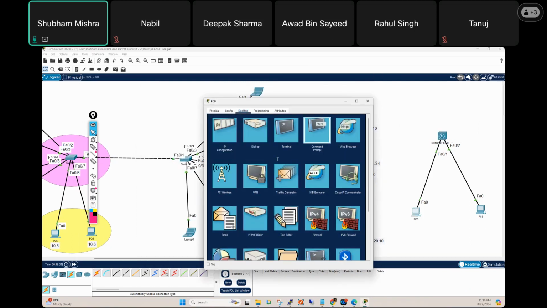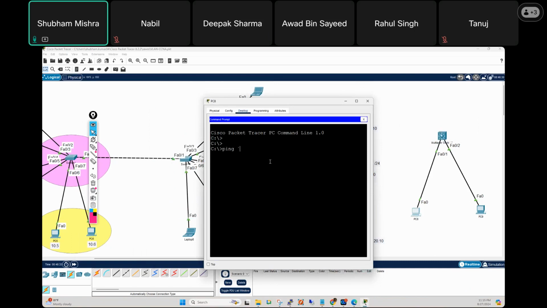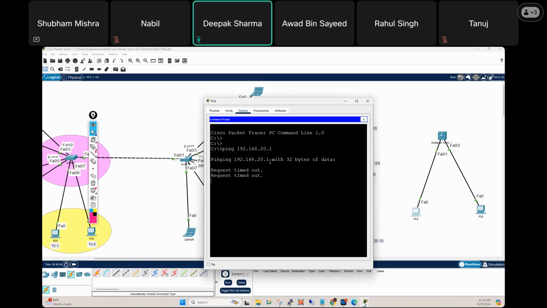Now, try to ping 192.168.20.1, yes or no? 20.1. Request timed out. Why request timeout?